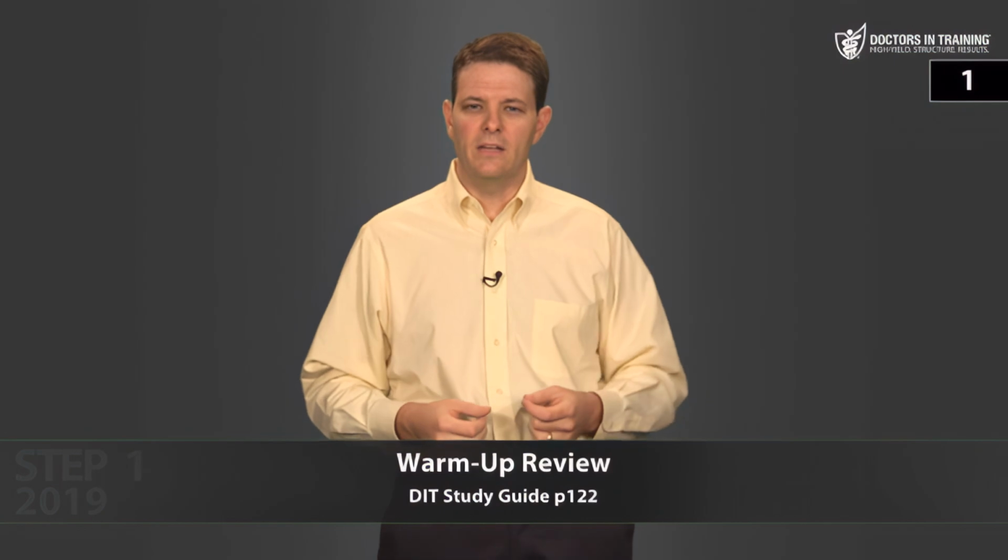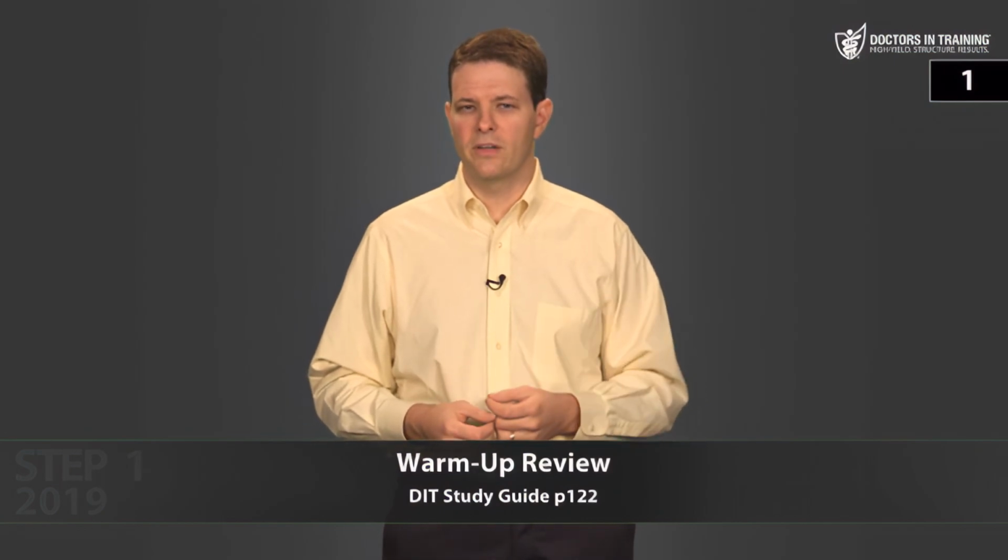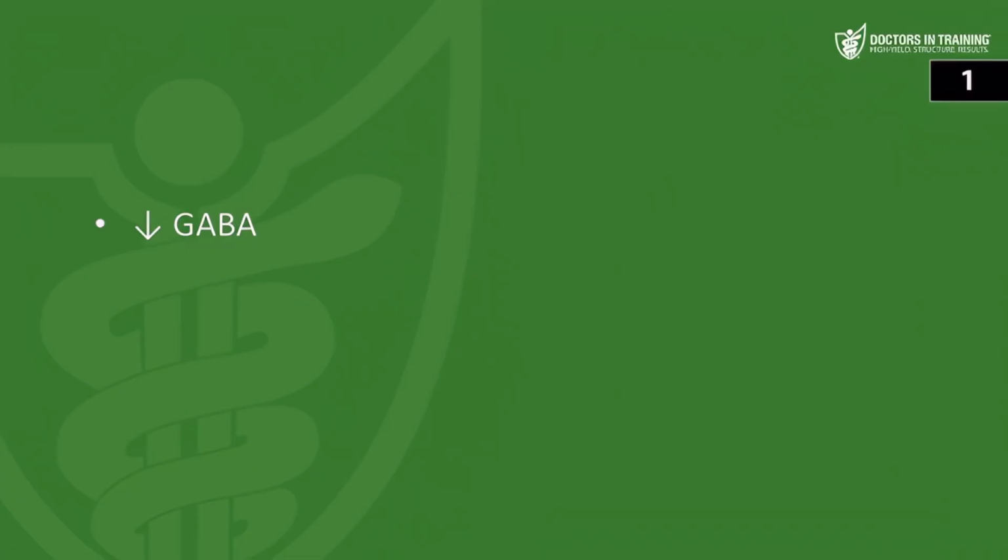Let's take a look at the warm-up review. First question, anxiety is associated with altered levels of which neurotransmitters? So in anxiety, there tends to be decreased GABA, increased norepinephrine, and decreased serotonin.